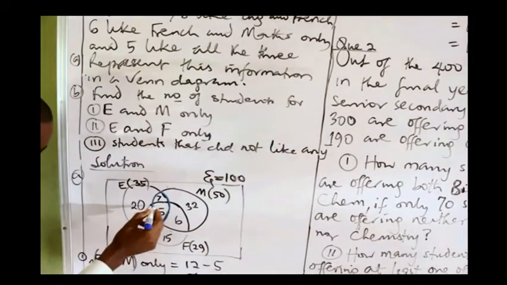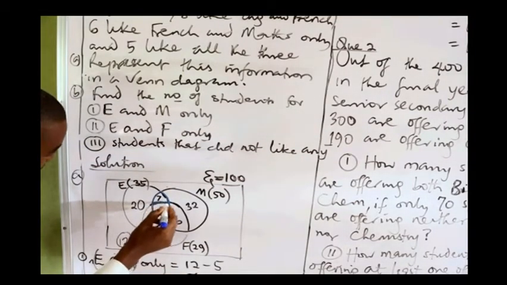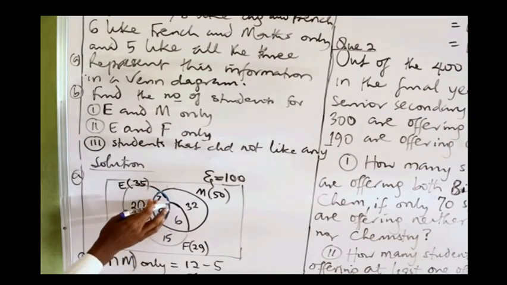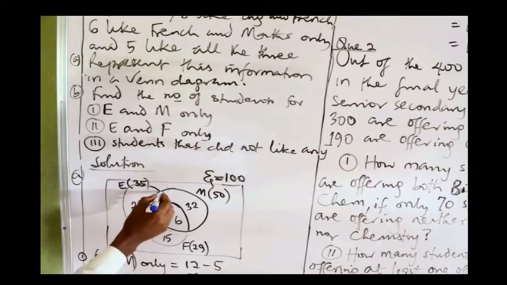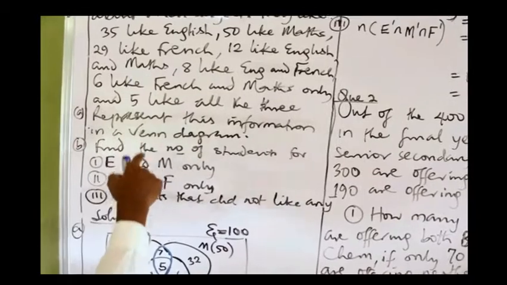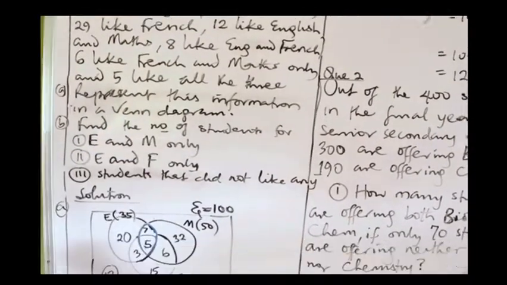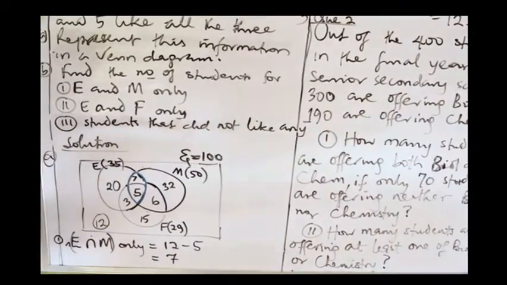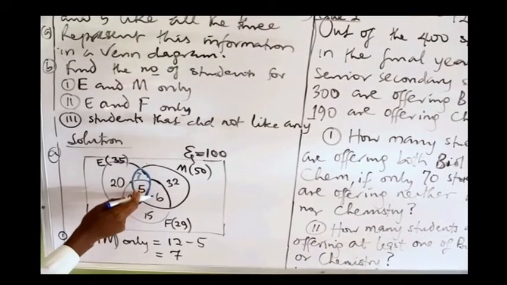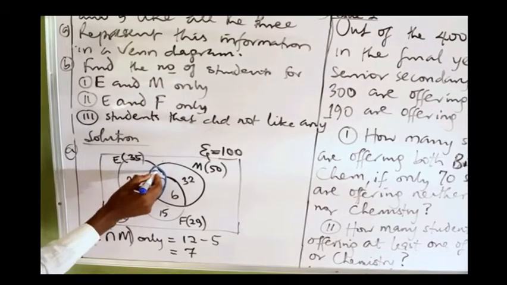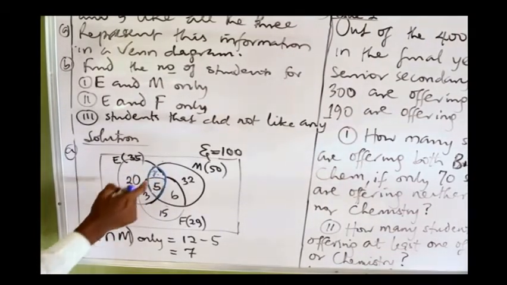Then don't forget that part of them like all the 3 subjects, which is 5. Part of this whole space I'm having here is 5. So if the whole space is 12, which represents those people that like English and maths, then the remaining part over here will be 12 minus 5. Don't forget, everything is 12, and part of it is 5. So the remaining part here will be 12 minus 5, and that will give you 7. That was how I got this 7.